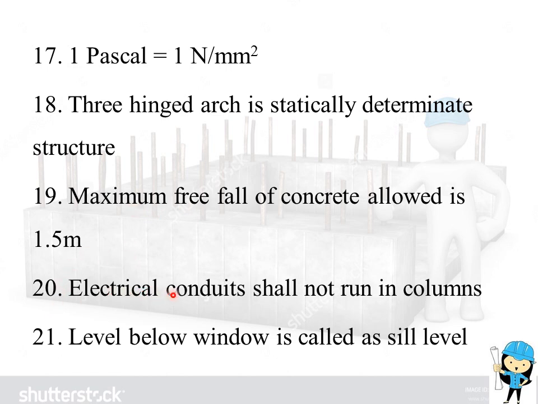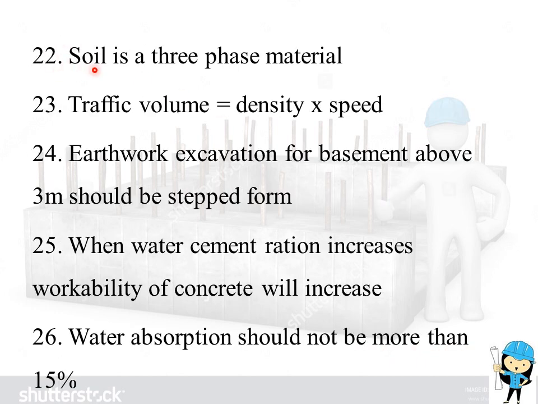Next, electrical conduits shall not run in columns. Next, the level below a window is called the sill level. Soil is a three-phase material. So while drawing the phase diagram for soil, we will be mentioning solid, air voids and liquid. So those are the three phases of soil.